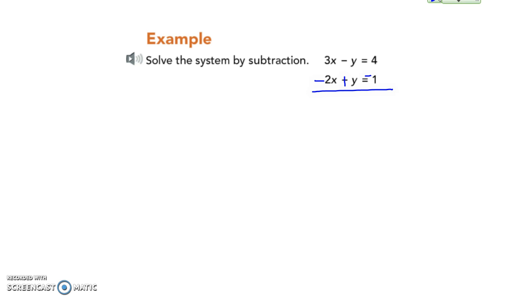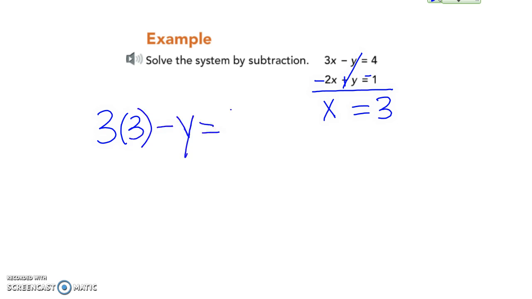So now I'm going to do 3x minus 2x and get 1x or just x, minus y plus y, additive inverses, so they cancel, and then 4 minus 1 is 3. And wow, that was nice. I didn't even have to do any extra work there. They gave me x equals 3. So now to find y, I plug in 3 for x. And I'm going in the first equation, but either one would work. And that's 9 minus y equals 4.